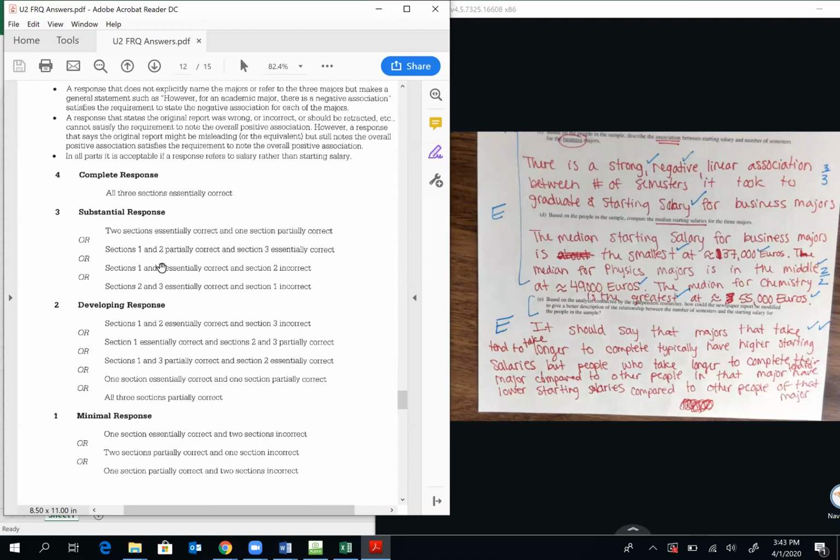So here you can tell they're valuing section 3. So if you get section 3 essentially correct and you got 1 and 2 partial or 1 or 2 essential, 1 or 2 incorrect. So you either could have gotten them both partial or one of them could be incorrect. They were a little bit nice. Yeah, I started rambling there. Just read it and see what it says.